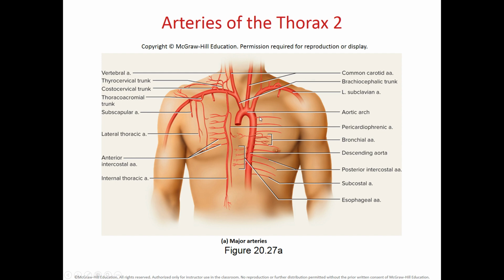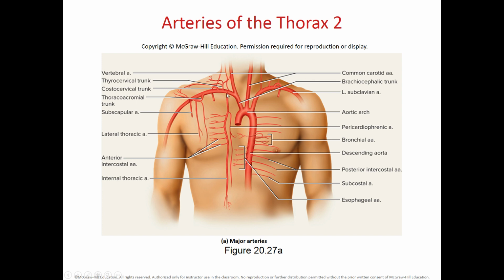So you can see here the arteries of the thorax. This is the descending thoracic aorta, which gives these esophageal arteries to provide blood supply to the esophagus. These posterior intercostal arteries, these bronchial arteries that are going to provide blood supply to the bronchi, inner lungs.